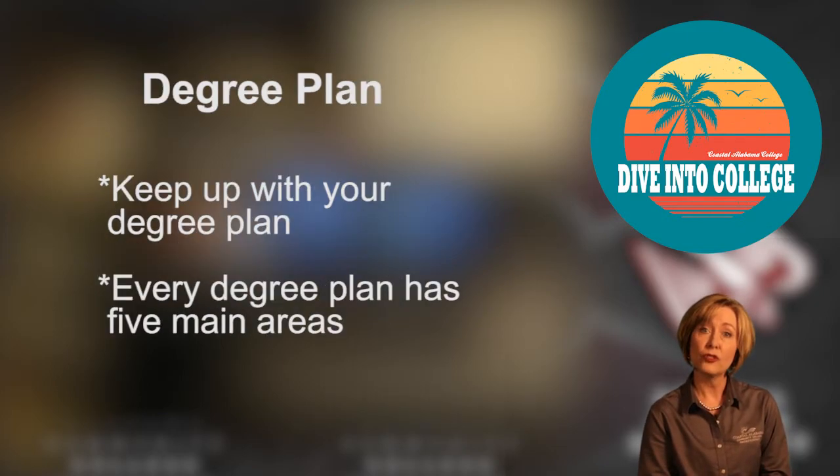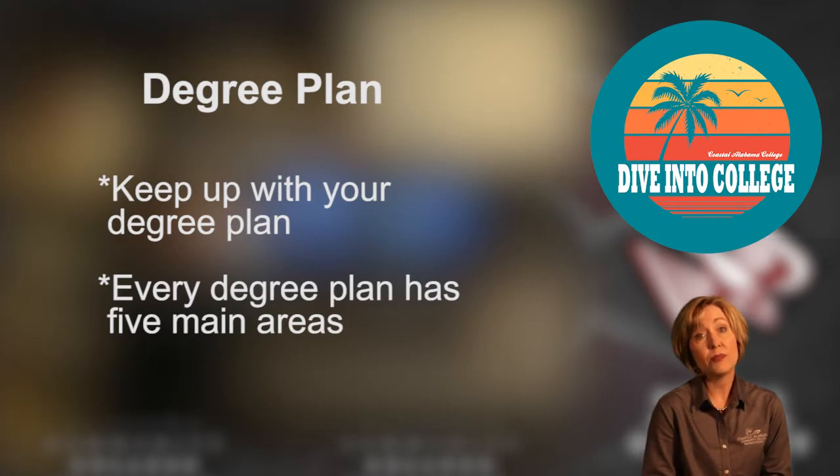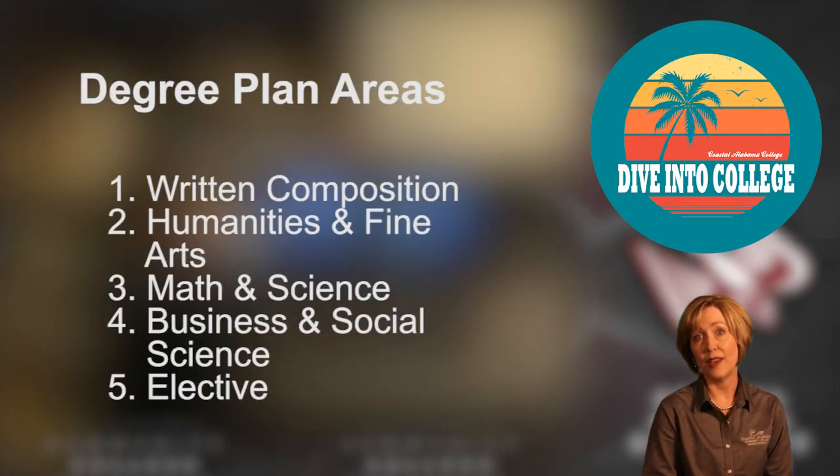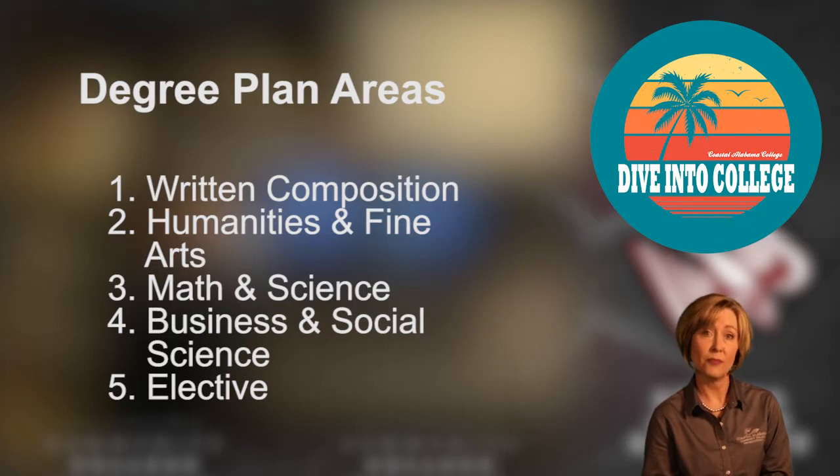You want to make sure that you're keeping up with your degree plan. Every degree plan has 5 major areas. You have Area 1, which is your written composition area.